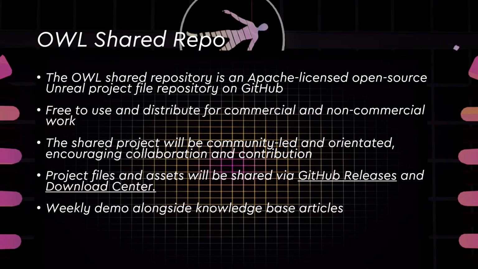So a bit of information about the Off-World Live shared repository. Our repository is an Apache license open source Unreal project file repository on GitHub, and you are free to use this project, and you're also free to distribute this project for commercial and non-commercial work.